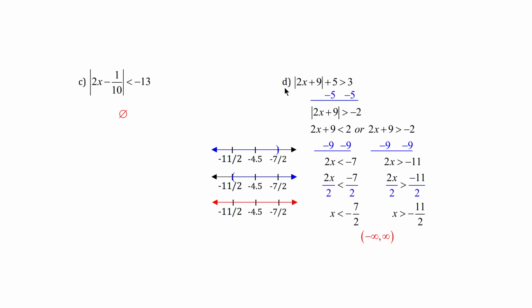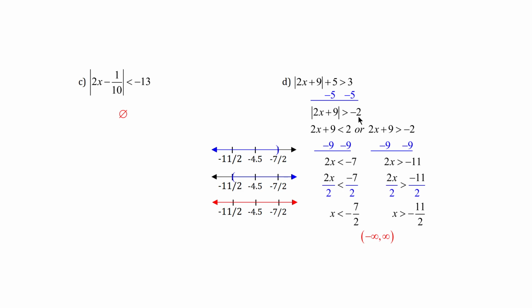Finally, we have part D. First, we need to isolate the absolute value by getting rid of the positive 5. So we subtract 5 from both sides of the inequality. Simplifying the left-hand side, plus 5 minus 5 cancels out, and we bring down the absolute value. On the right-hand side, 3 minus 5 is negative 2. The result is the absolute value of 2x plus 9 greater than negative 2.